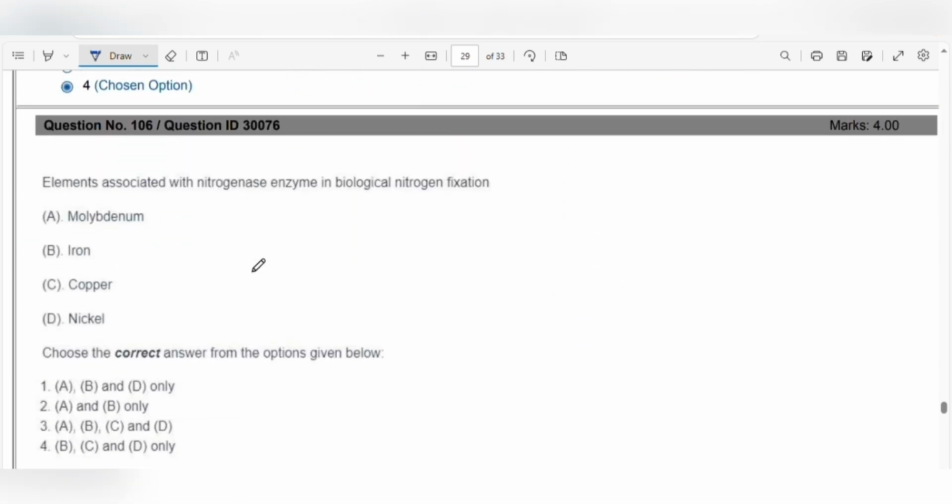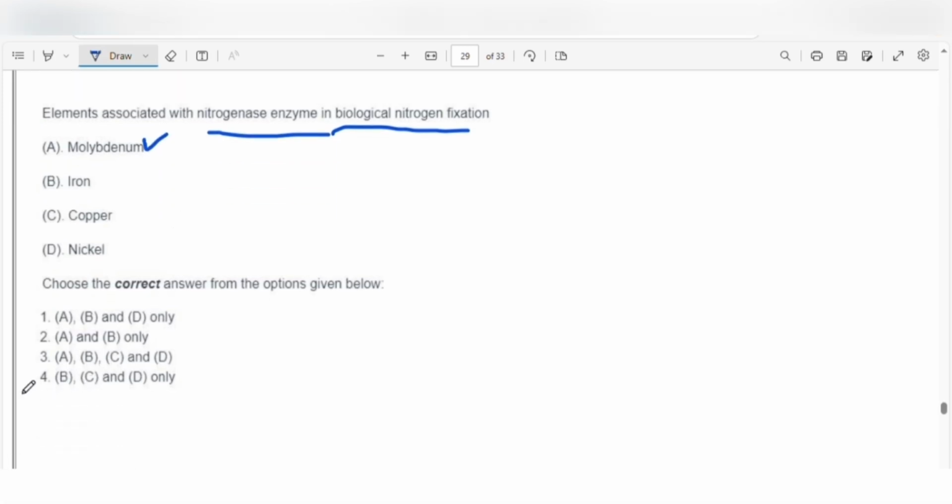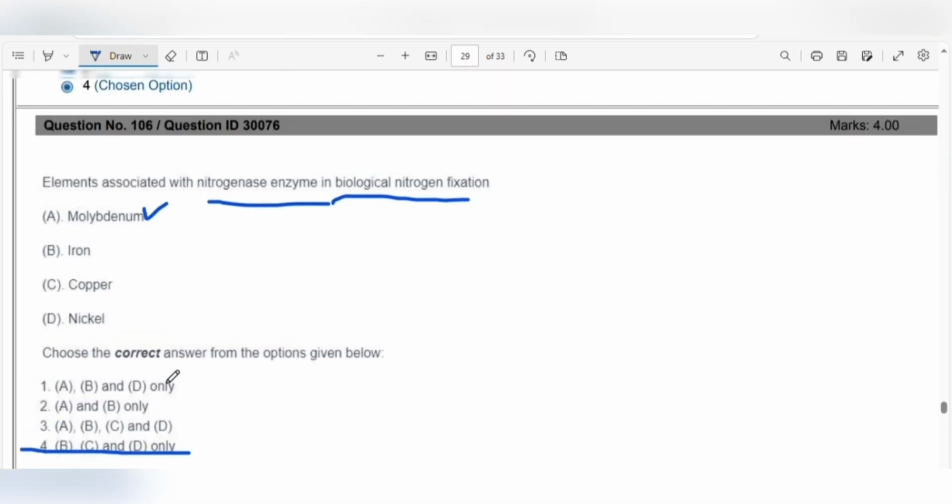Elements associated with nitrogenase enzyme in biological nitrogen fixation, BNF. In BNF, elements associated with nitrogenase enzyme. Molybdenum is a perfectly correct answer. So whichever option does not have A, we will cut it off. All right. Then iron. Iron is also perfectly correct because we know there are two components of the nitrogenase enzyme. One contains MoFe protein and one contains only Fe protein. So the major components of the nitrogenase enzyme are molybdenum, iron, and sulfur, the Mo, Fe, and S protein complex.